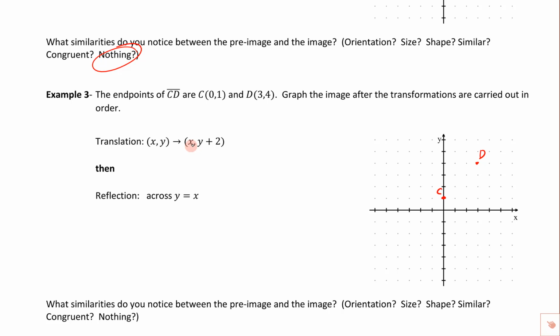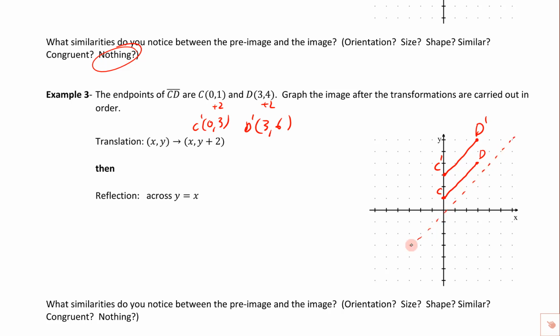We're going to take these points and have x stay the same, but add 2 to y. So we're going to add 2 here, and we're going to add 2 here. That means C prime is going to be (0, 3), and D prime is going to be (3, 6). So there's C prime up here, and D prime up here. I should connect the two of those, and we'll connect those. Here's the original, the pre-image, the old one, and here's the new one. This is the image after this first translation, and then we're going to do a reflection across the line y equals x. So let's go ahead and draw that line here.